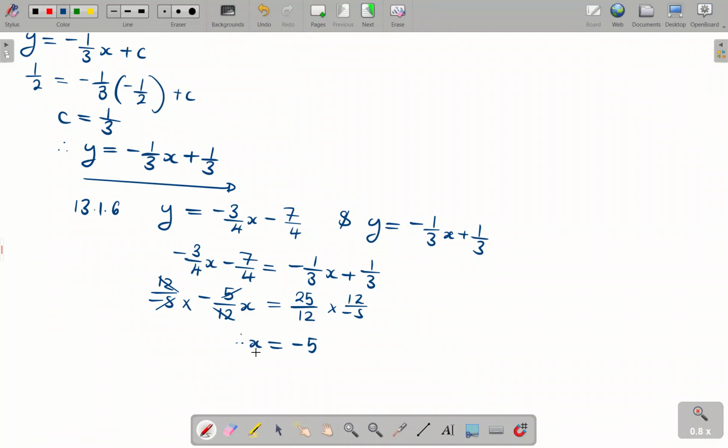You take this and substitute, but be careful, guys. This is VZ and this is the bisector. First, let me show you. Let's substitute this value into the bisector: negative 1 over 3 times negative 5 plus a third. The answer is still 2. All right, let's try again with VZ: negative 3 over 4 times negative 5 minus 7 over 4. The answer is still 2, guys.